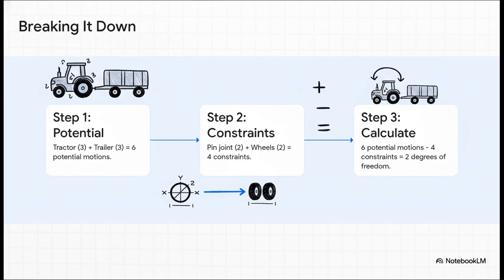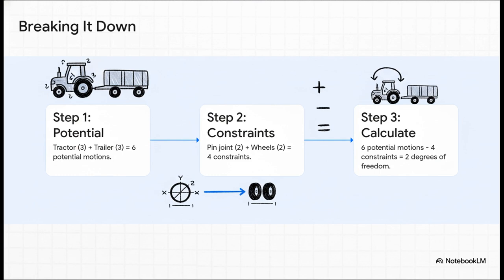Step 2. Now let's find the constraints. First, that pin joint connecting them. It stops the trailer from moving away from the tractor, both sideways and forwards. So that one joint is actually 2 constraints. Then we have the wheels. The rule is they don't slide sideways. That takes away 1 motion for the tractor and 1 for the trailer. So that's 2 more constraints. In total, we have 4 constraints.